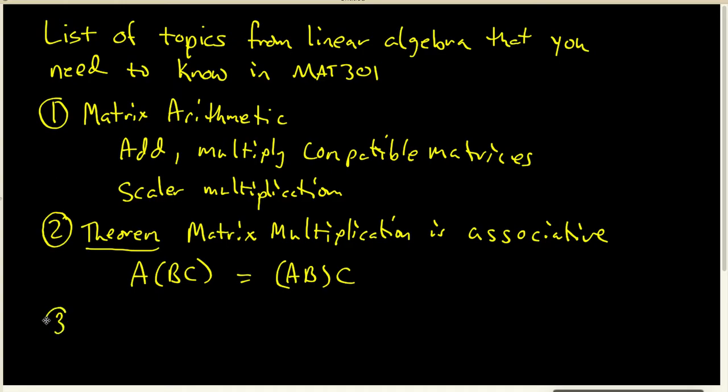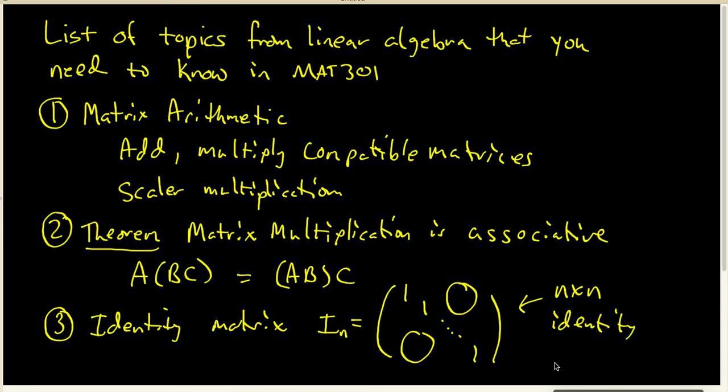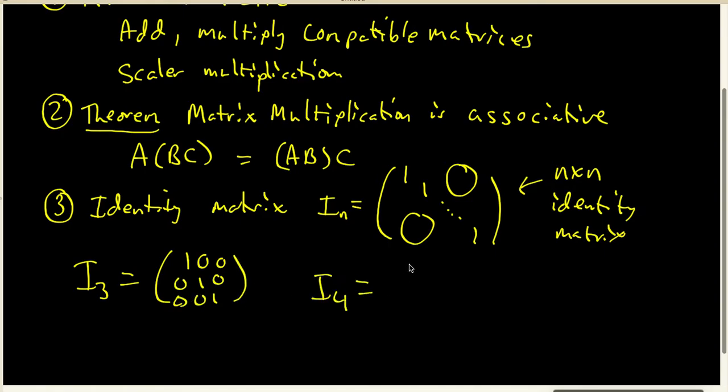The third thing that I want to put on my list of important facts is that you need to know about the identity matrix. And the identity matrix, we have one of each size. I_n is an n by n matrix that looks like ones on the main diagonal and zeros everywhere else. And this is called the n by n identity matrix. And there, like I said, there's one for each size. Just to be kind of quick, I3 would look like this. I4 would look like this.